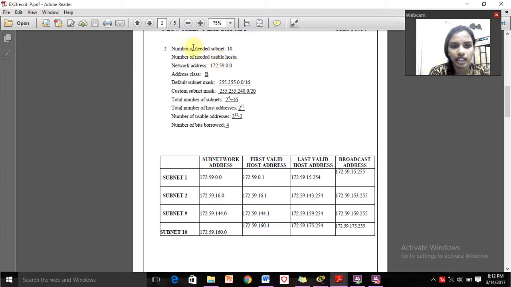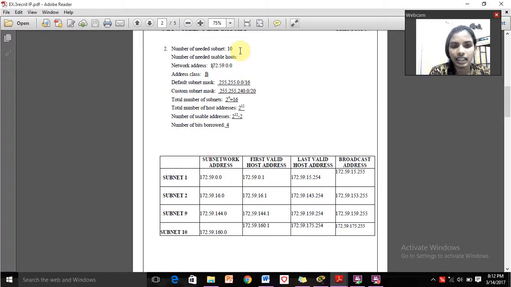This is the second question. Here the number of needed subnets will be 10, and the network address is given as 172.59.0.0. Here the range is from 128 to 191, so 172 is between that, so the address class will be B, and the default subnet mask for class B will be 255.255.0.0, and the mask will be /16, that is 2 network portion and 2 host portion.